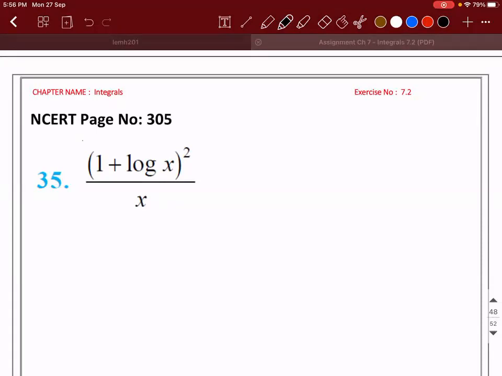So what are we supposed to do? Take 1 plus log x equal to t. That's it. So we'll get 1 plus log x the whole cube by 3. That's right. So the answer will be 1 plus log x the whole cube divided by 3 plus c.